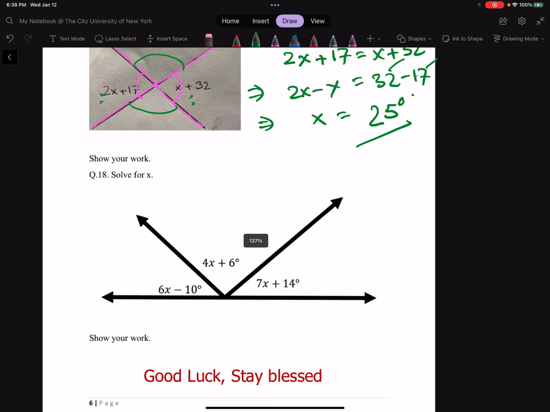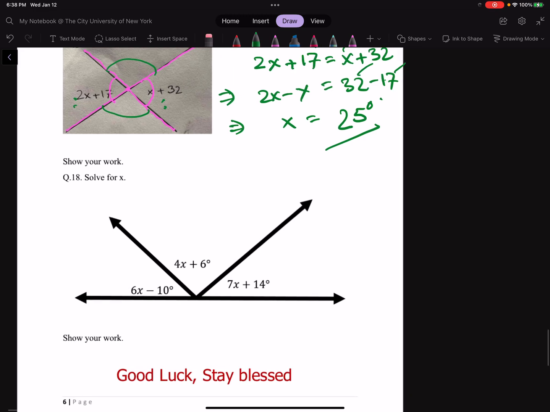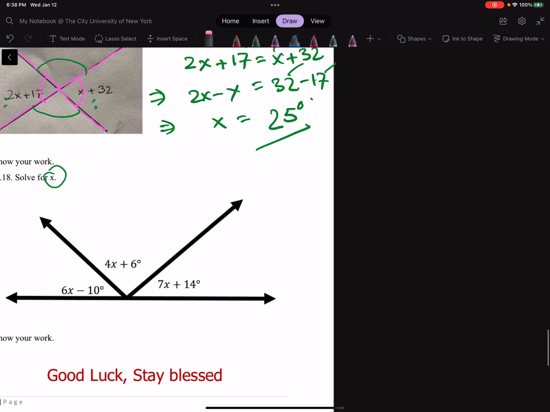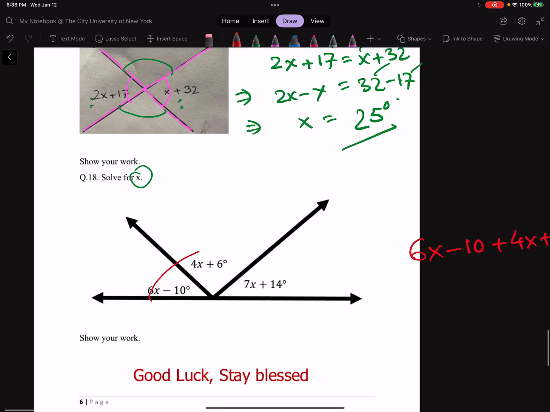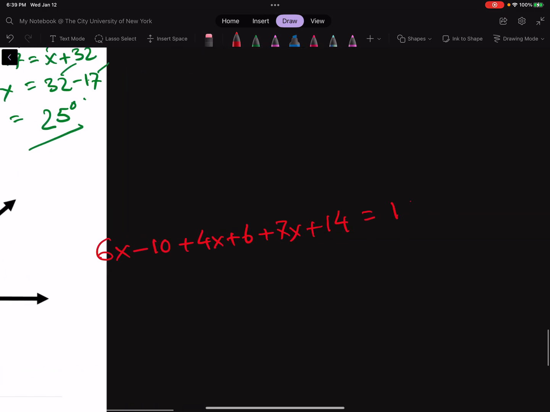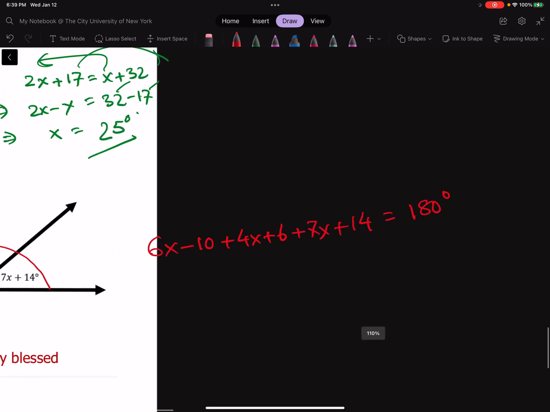And the last one is 18. So you simply see is x. It's quite easy for you because you know there are three angles made on a straight line. Okay? So on a straight line, they're all together 180 degree. So you add all of them. All right? So you start 6x minus 10 plus 4x plus 6 plus 7x plus 14. All these angles together should be 180 degree. Okay, since they are straight angle, 180 degree. Okay, so now it's our job to solve it.